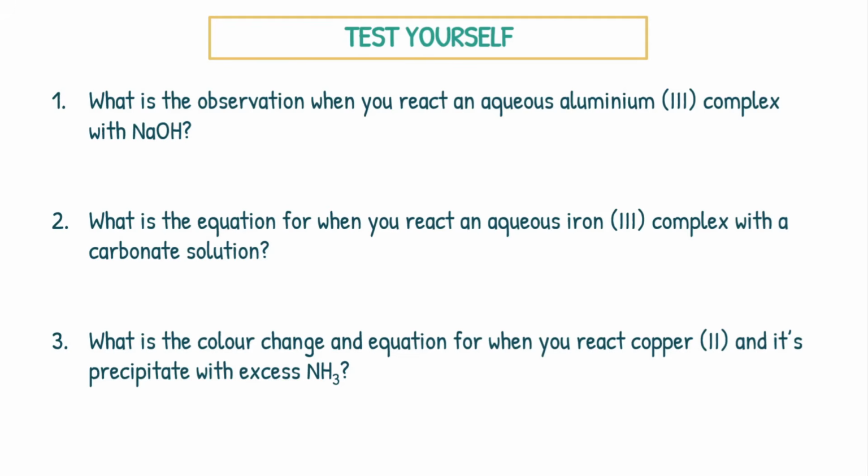But this is a perfect opportunity to use some active recall. Take what you just learned, rack your brain, and apply it to 3 very simple questions here just to test yourself, just to get some good revision in. So question 1, what is the observation when you react an aqueous aluminium 3 complex with sodium hydroxide? Question 2, what is the equation for when you react an aqueous iron 3 complex with a carbonate solution? And what is the color change and the equation for when you react copper 2 and its precipitate with excess NH3?